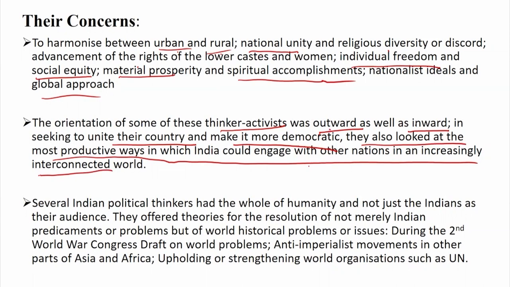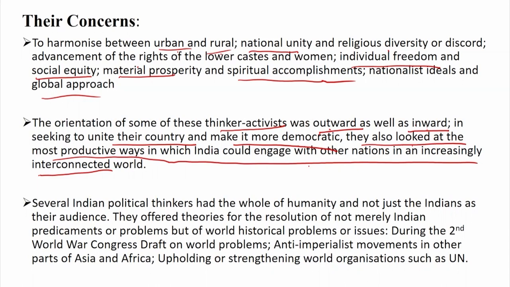So, these thinkers were not just concerned about India within its territory, within its geographical context, but also about what role India can play in the larger human civilization or in global politics. They were deeply engaged with the question of imperialism, First World War, Second World War, and international organizations such as League of Nations or United Nations, etcetera. So, several Indian thinkers had the whole of humanity and not just Indians as their audience.